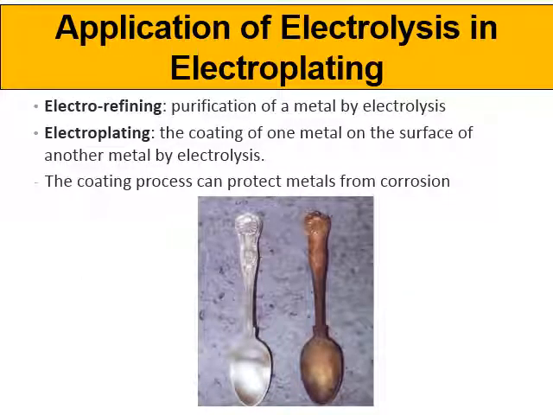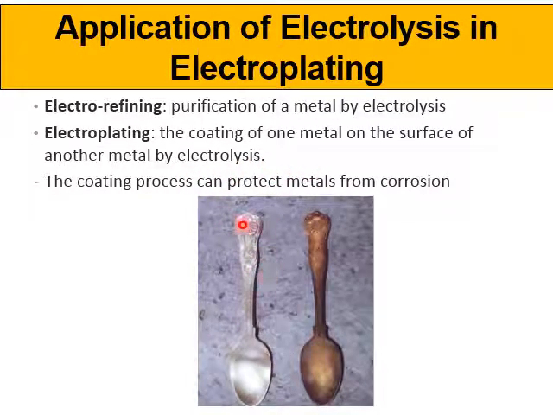Another application of electrolysis is in electroplating. Electroplating means that you plate your existing metal, okay, with something else. Okay, electrorefining is a purification of the metal by electrolysis. Something that is not pure is now being purified using electrorefining. By electroplating, we coat one metal surface with another metal. So, for example, the coating process will protect from corrosion.